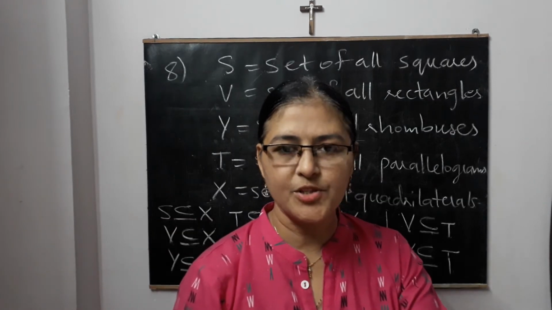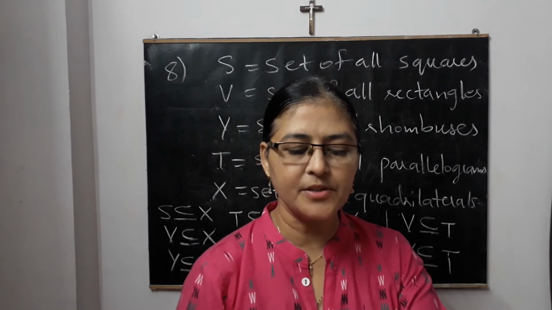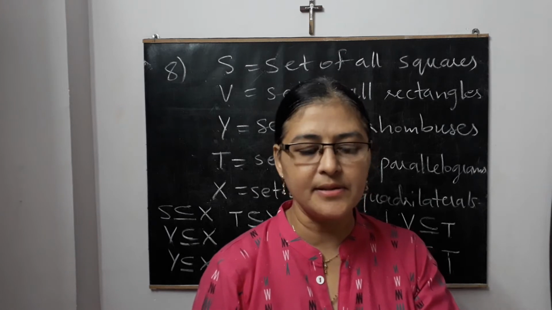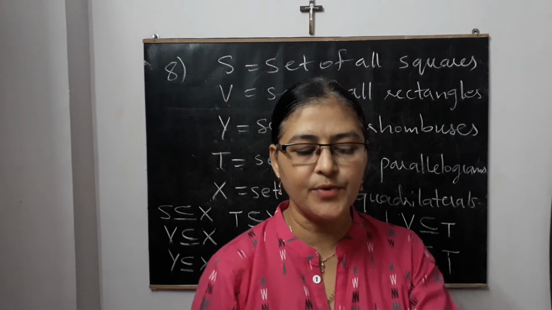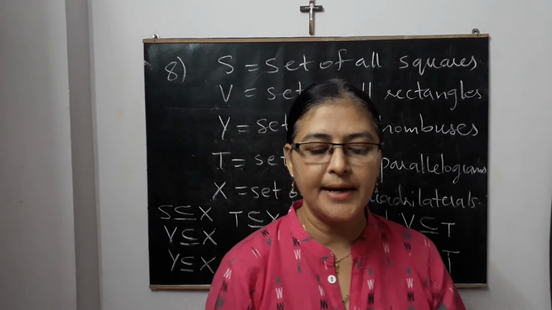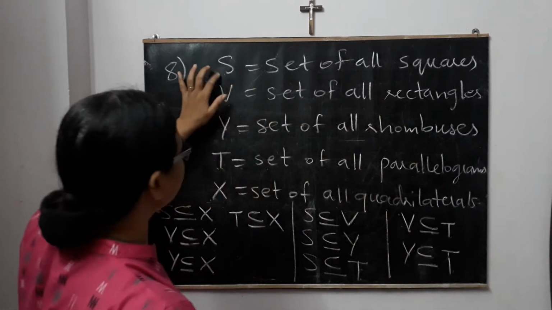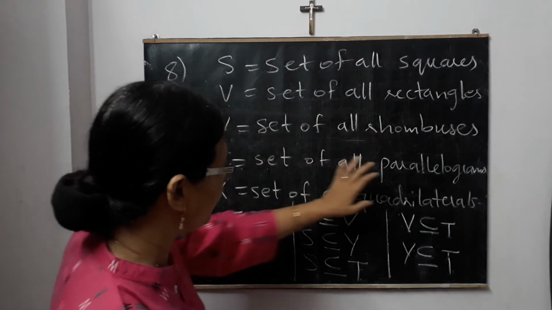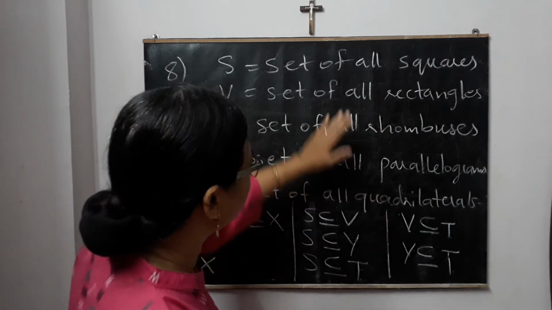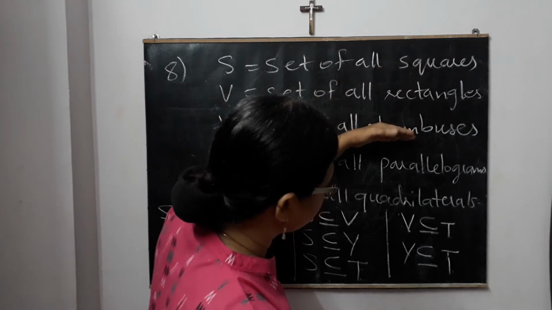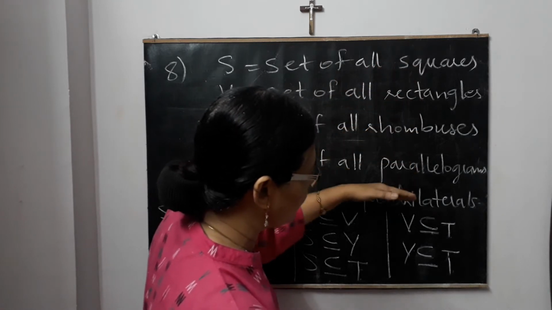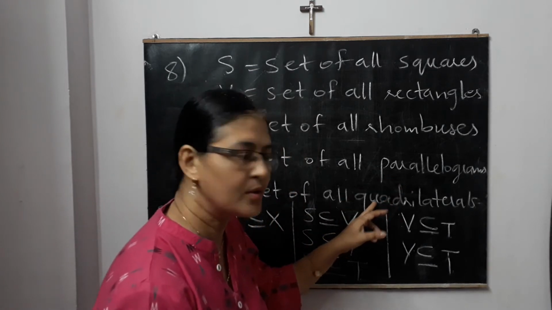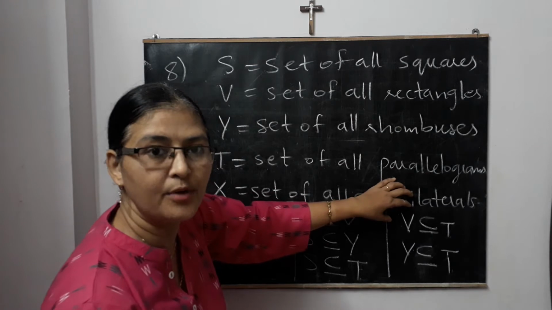Now we come to the eighth question. They have asked you to write the subset relations between the following sets. X represents the set of quadrilaterals, S is for squares, V is for rectangles, Y is for rhombus and T is for parallelogram. Now see, square, rectangle, rhombus and parallelogram are nothing but four-sided figures. So all four will come as subsets of quadrilateral.